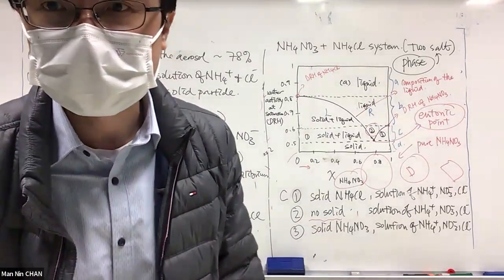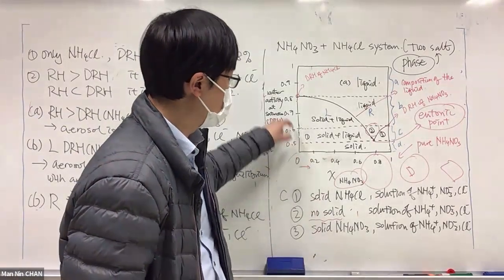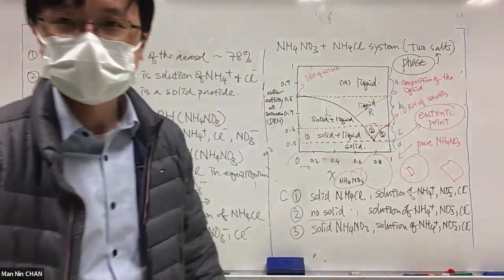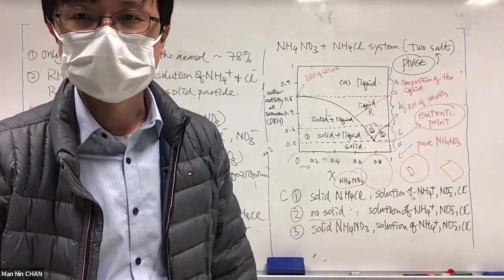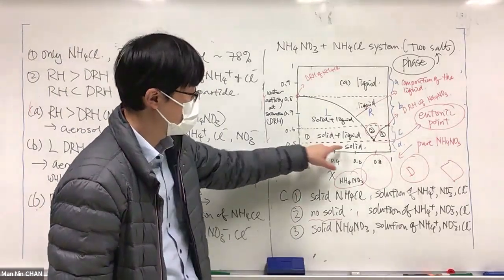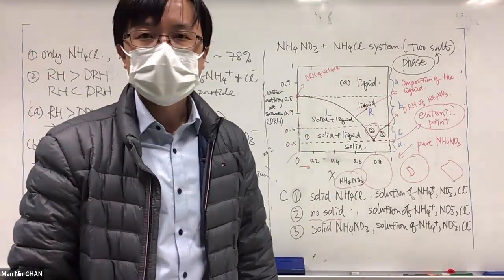Okay, how about the region D? Yes, in the region D, just the solid of ammonium nitrate and ammonium chloride. You're right. So this is the solid D, just the solid of your two salts. Good. Any other question?